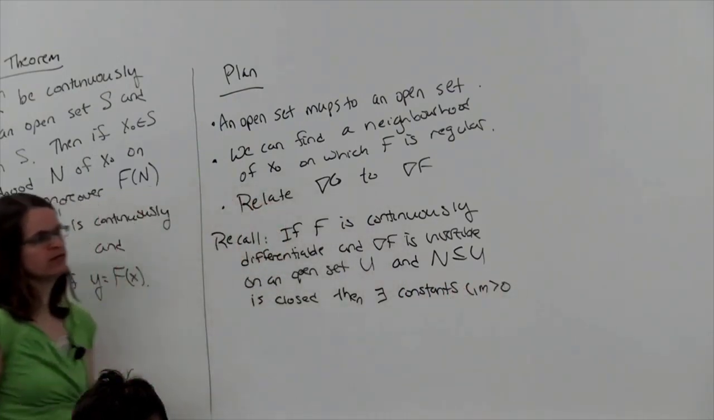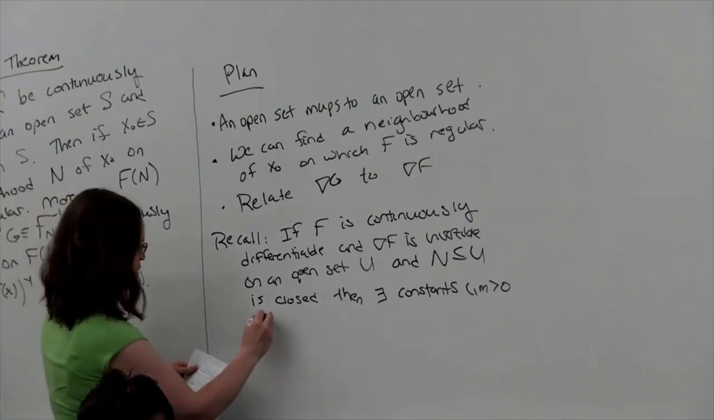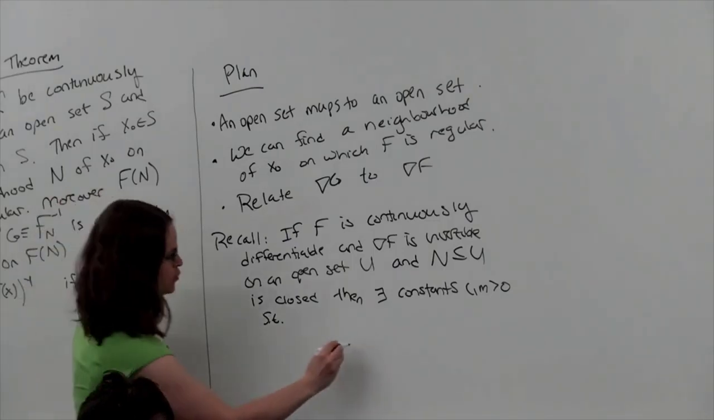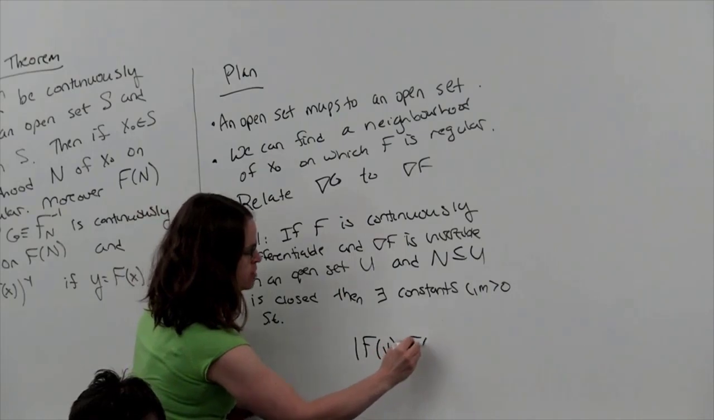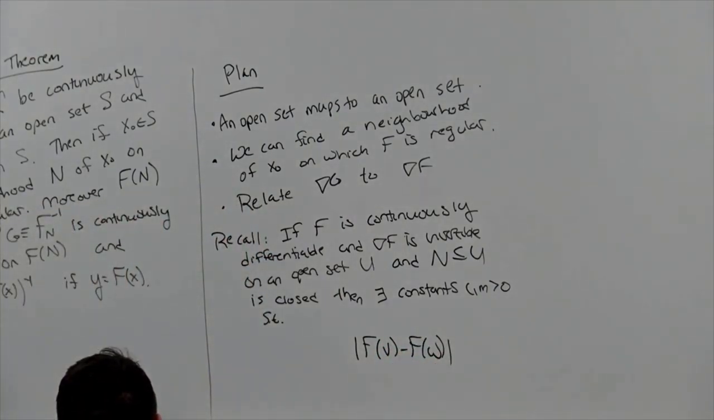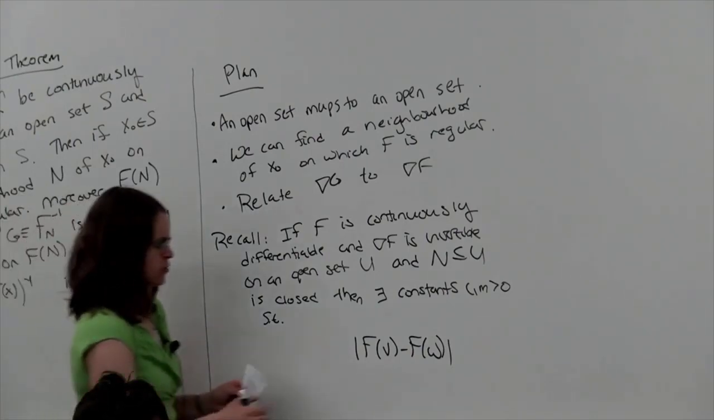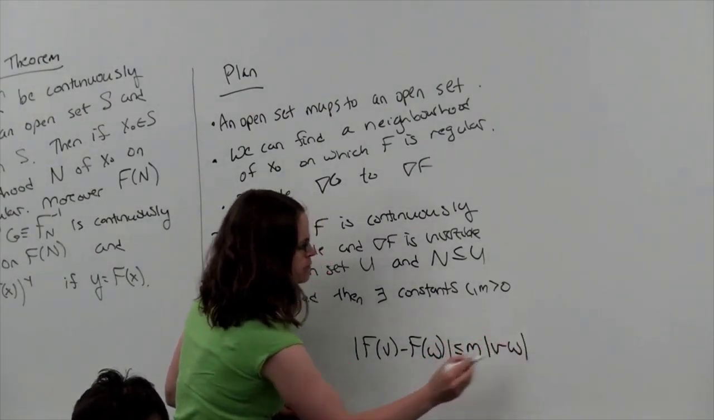And they're positive constants. These constants are going to relate to the norm of the Jacobian and the norm of the inverse Jacobian. What will these do for us? We'll be able to say that if we look at f of v minus f of w and take its length, we can relate that to the distance between v and w itself through these constants. So this is going to be less than or equal to m times the length of v minus w.